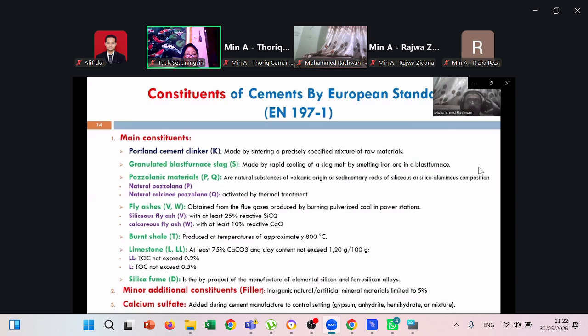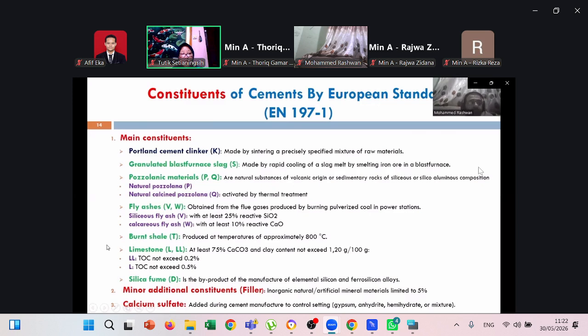Also fly ash, V or W. Fly ash is obtained from burning pulverized coal in power stations. Power stations for electricity used coal, maybe previously, but now natural gas or even nuclear stations. And there are two subdivisions of fly ash: siliceous fly ash with at least 25% reactive silicon dioxide, and calcareous fly ash with at least 10% reactive calcium oxide.